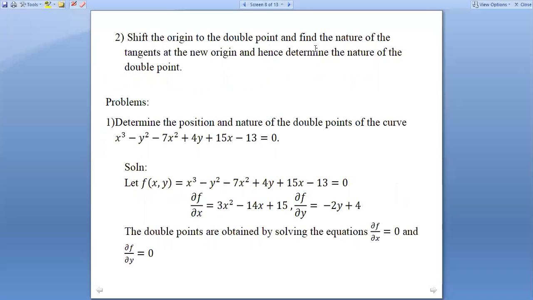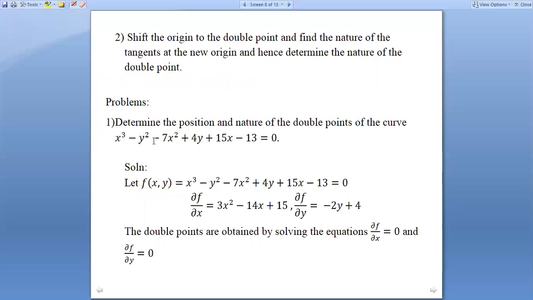After getting the double point, if you have to find the tangent at that double point, suppose the double point is the origin, you can directly equate the lowest degree terms to 0 and find the equation of the tangent. If the double point is not the origin, then you have to shift the origin and then determine the tangent. So let us look at the problems.